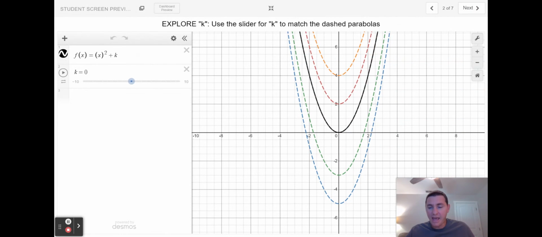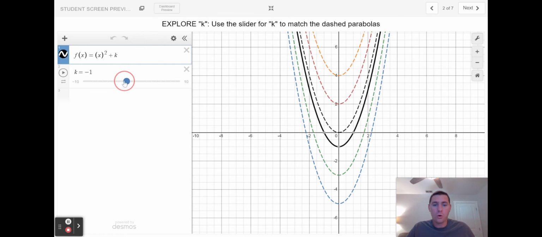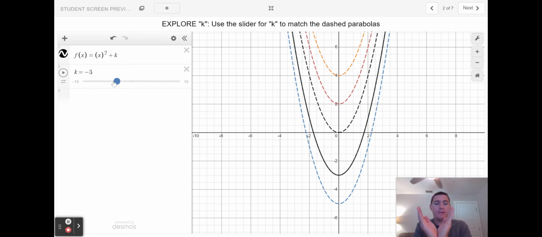So this k value, notice that it comes after the x squared. Okay, the effect here, when we add or subtract something after, will be translating things up or down. It's going to take that same parabola and it's just going to shift it up or shift it down.